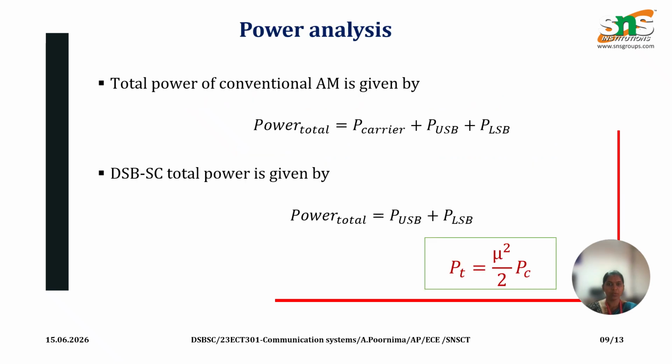And next we'll see the power analysis. In conventional AM, it has three components: the carrier, the upper sideband and the lower sideband. So we need to include all these three components in the power calculation. In DSBSC, we have suppressed the carrier signal, so the remaining is only the upper sideband and lower sideband. This gives the total power of DSBSC as mu square by 2 into Pc. Here mu is nothing but the modulation index.